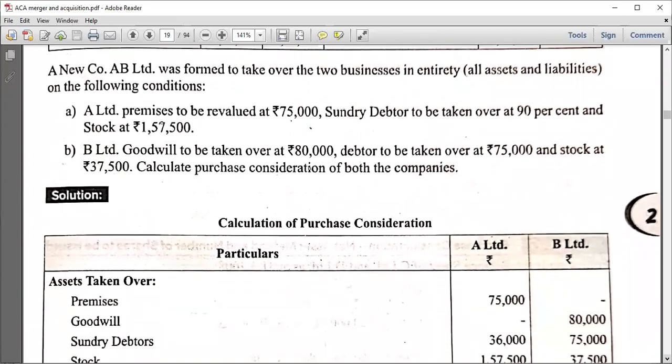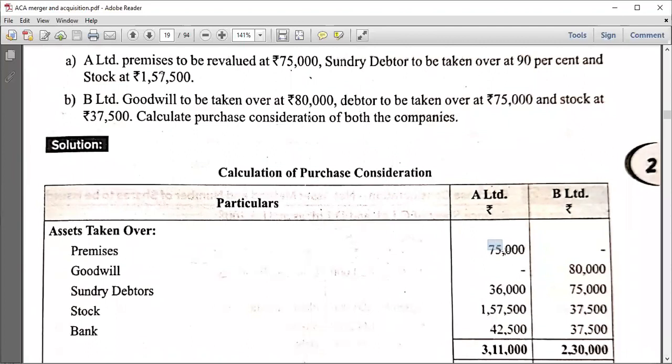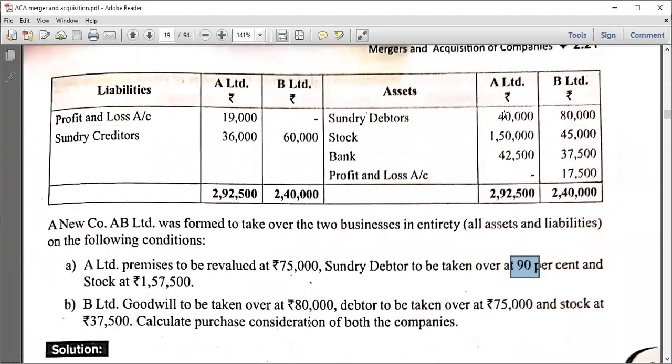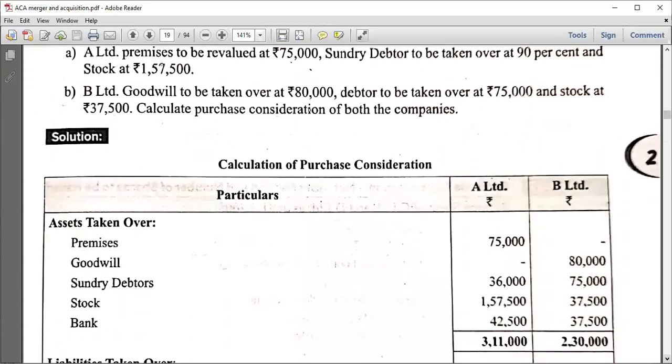Calculation of PC. Premises book value was 60,000. The market value will be 75,000. And we don't have any premises in B Limited. Goodwill, we don't have any goodwill in A Limited. And in B Limited, the book value was 60,000, but the market value is how much? 80,000. And the sundry debtors, we had 40,000. Out of that, they will be taken over at 90%. Look at the balance sheet if you have doubt. The book value is how much? 40,000. So 90% in the sense 36,000. You have to take 36,000.